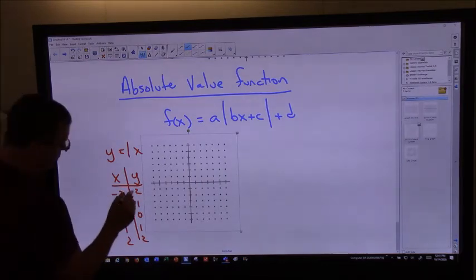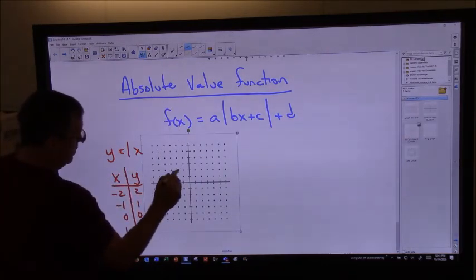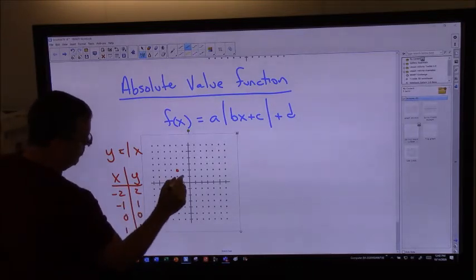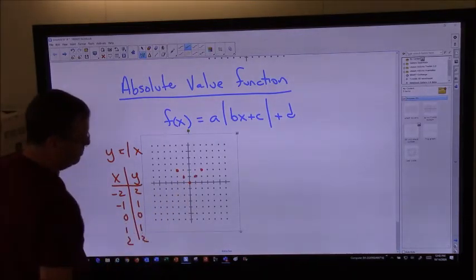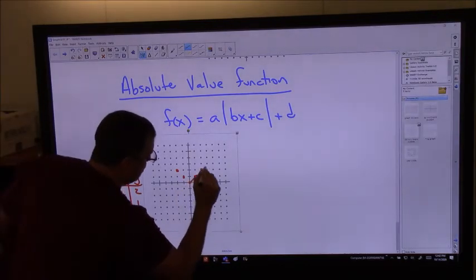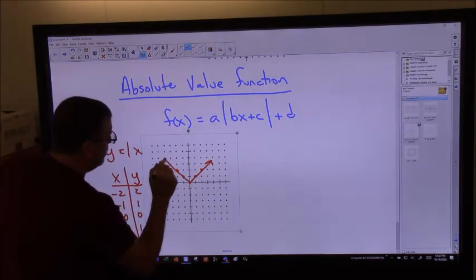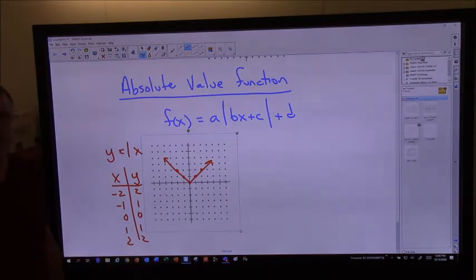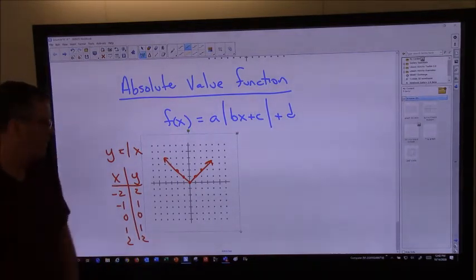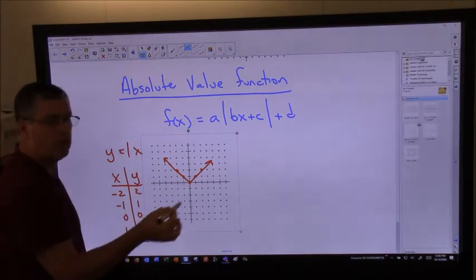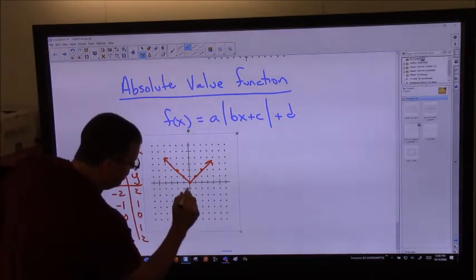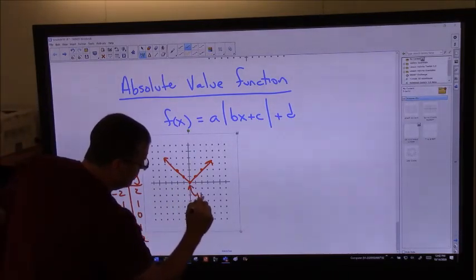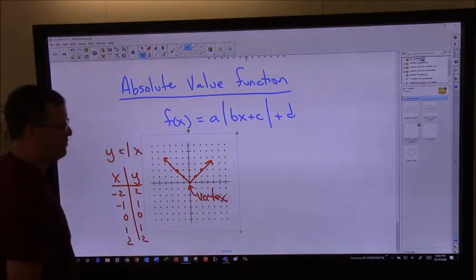So now if I plot those points, I've got negative 2, comma 2. Negative 1, comma 1, right there. 0, comma 0. And then 1, comma 1. And then 2, comma 2. And so you can see that what we have here is a V-shaped graph. Okay? Looks like the letter V. And these are straight lines. There's no curve in this graph. It's just the letter V. And this point right here is called a vertex, just like in the parabola.